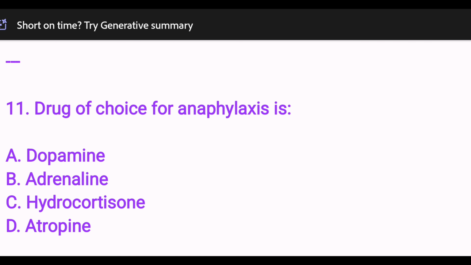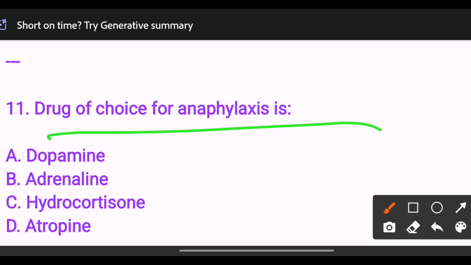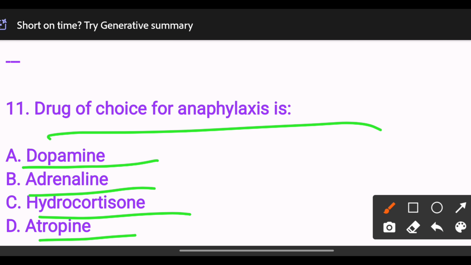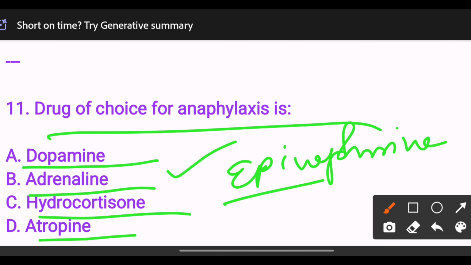the drug of choice for anaphylaxis is: option A dopamine, option B adrenaline, option C hydrocortisone, option D atropine. The answer will be option B, adrenaline or epinephrine. Both are the same. Another name is epinephrine.